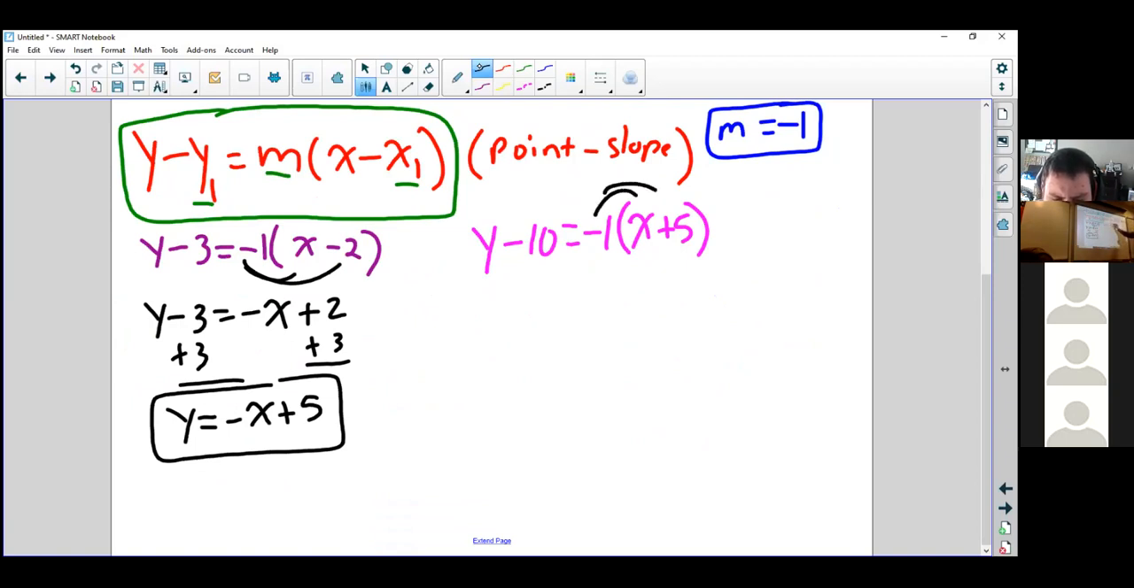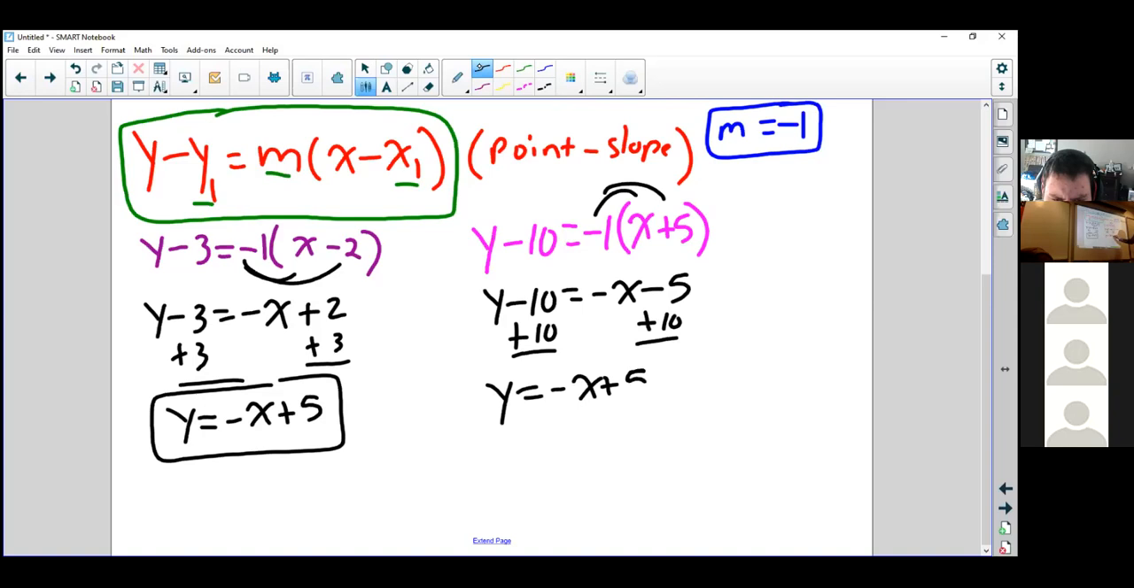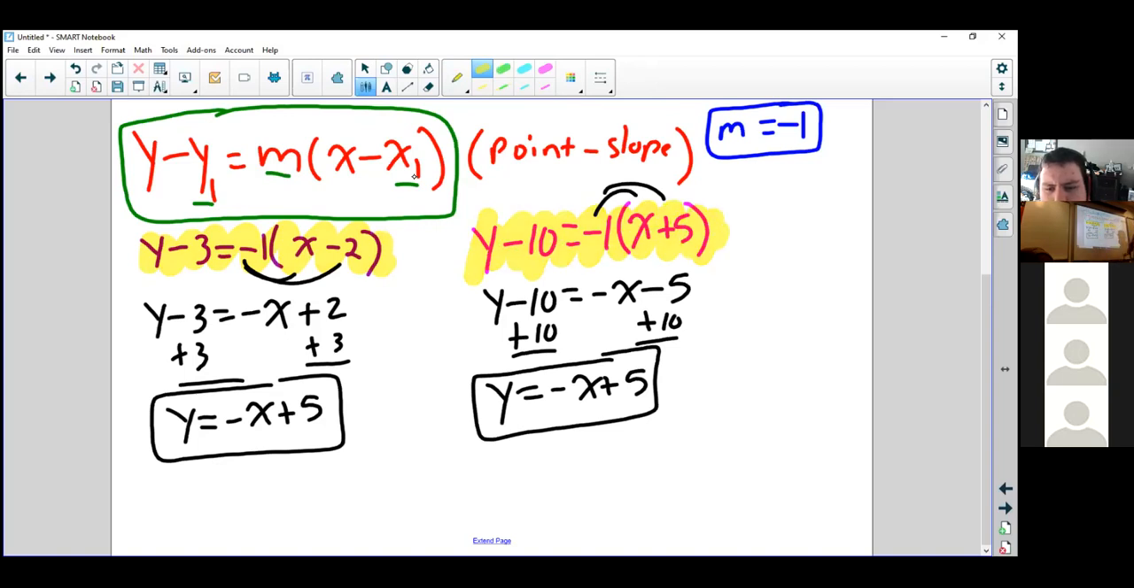Or on this one, I'm going to distribute -1 here and here. I'm going to add 10. And lo and behold, I get the exact same answer. So that's why the point slope answers work. So this answer is 100% correct, and this one's 100% correct. If you left them in point slope form, you're totally correct. So that's the first thing.